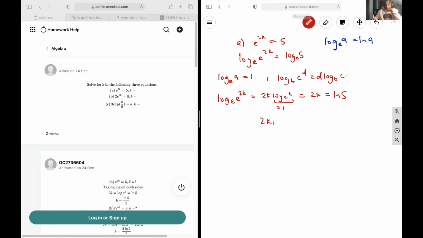So we have 2k is equal to ln 5. Divide out the 2 on both sides. And we get k is equal to ln 5 all over 2. And that is going to be our final answer for that one.